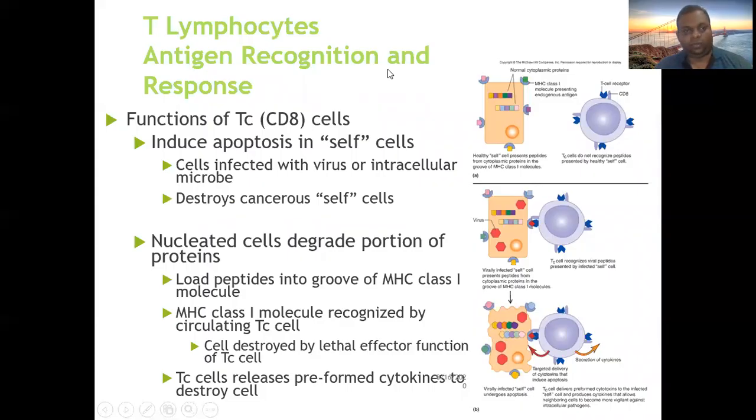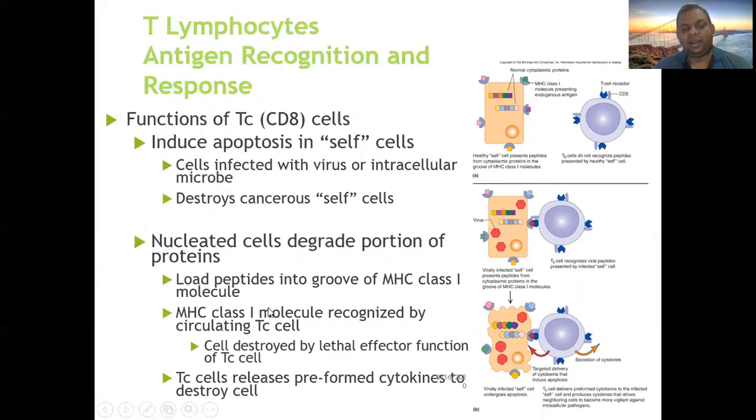Antigen recognition and response. Function of cytotoxic cells: induce apoptosis in cells infected with viruses or intracellular microbes. Same as NK cells, they trigger apoptosis. They destroy cancerous cells as well. So cancer or tumor immunity is very important, like NK cells. Nucleated cells degrade portions of proteins and load peptide into the groove of MHC class 1. MHC class 1 molecules are recognized by circulating cytotoxic T cells. The cell is destroyed by lethal effector function of T cells. T cells release preformed cytotoxin to destroy cells.